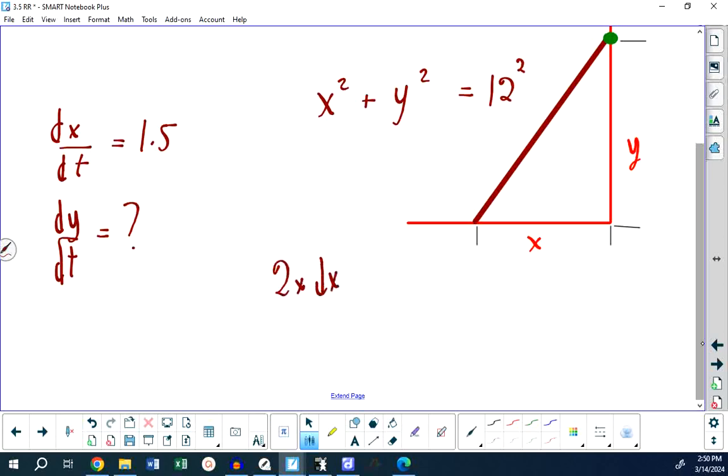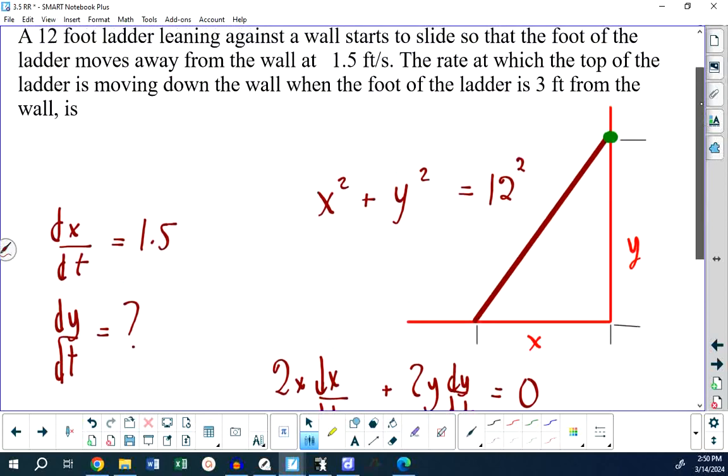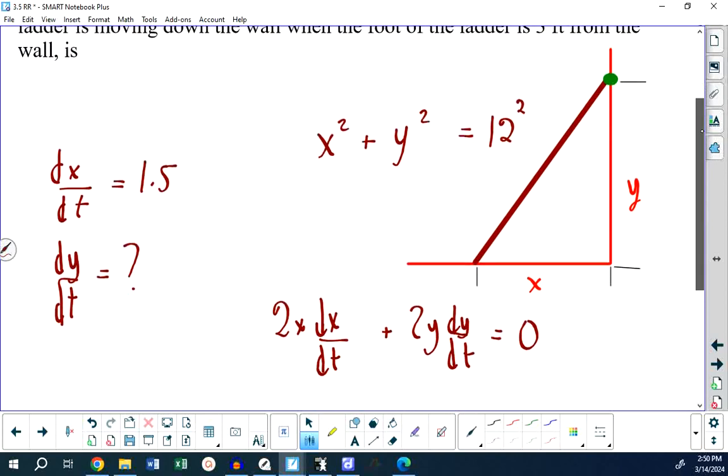2x dx/dt, just differentiating with respect to time, plus 2y dy/dt equals nothing. And we can solve the problem. The 2's cancel, so x dx/dt plus y dy/dt equals 0. What do we know? We have to be told some conditions here: when the foot of the ladder is 3 feet.